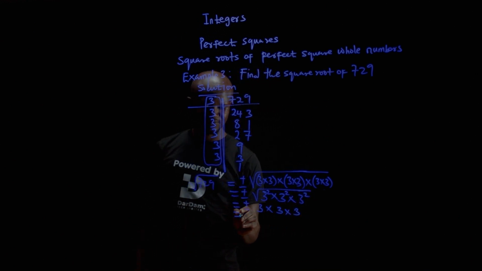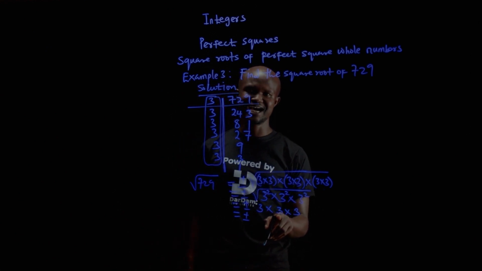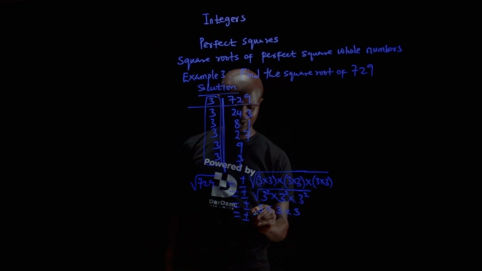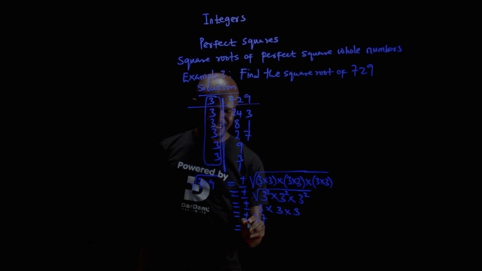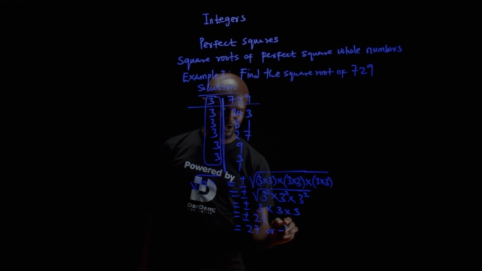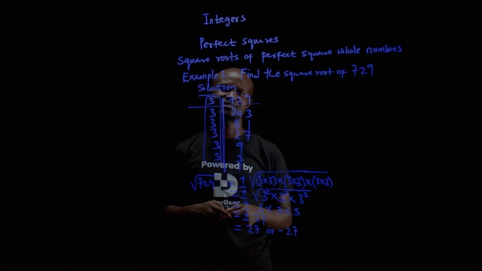So what do we have? Plus or minus 3 times 3, 9. 9 times 3, 27. So we now have the answer to be what? 27 or minus 27. That is the answer to the question.